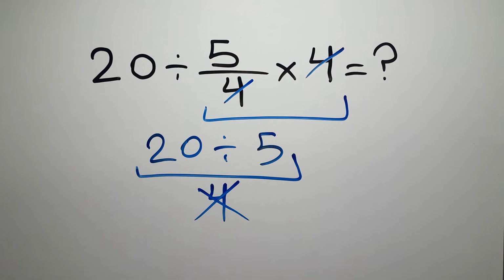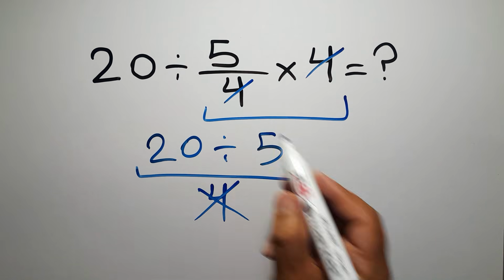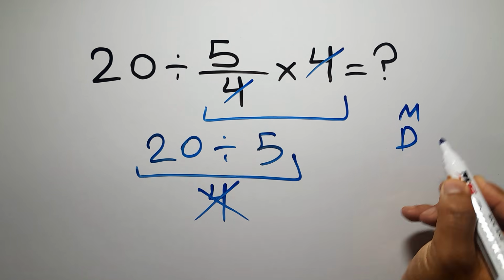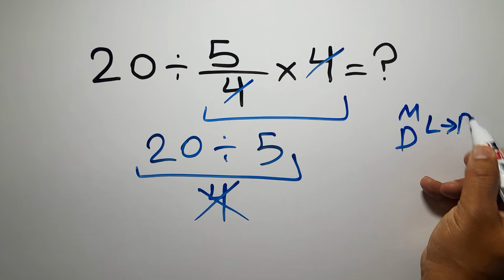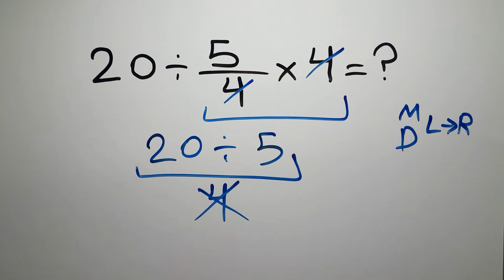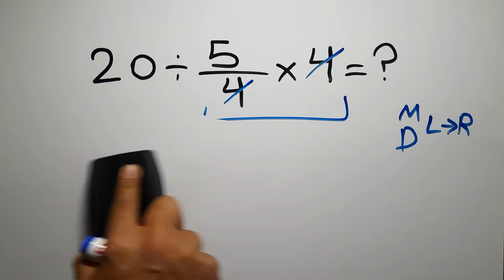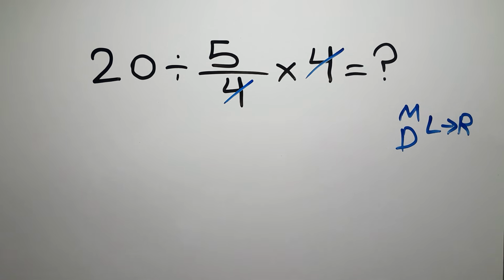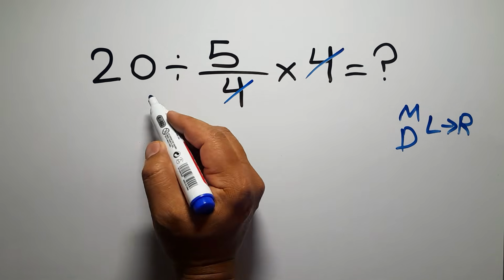But this answer is not correct, because according to the order of operations, multiplication and division have equal priority, and we have to work from left to right. So first we have to do this division, not this multiplication. Okay, if you do this multiplication before this division, it is wrong.